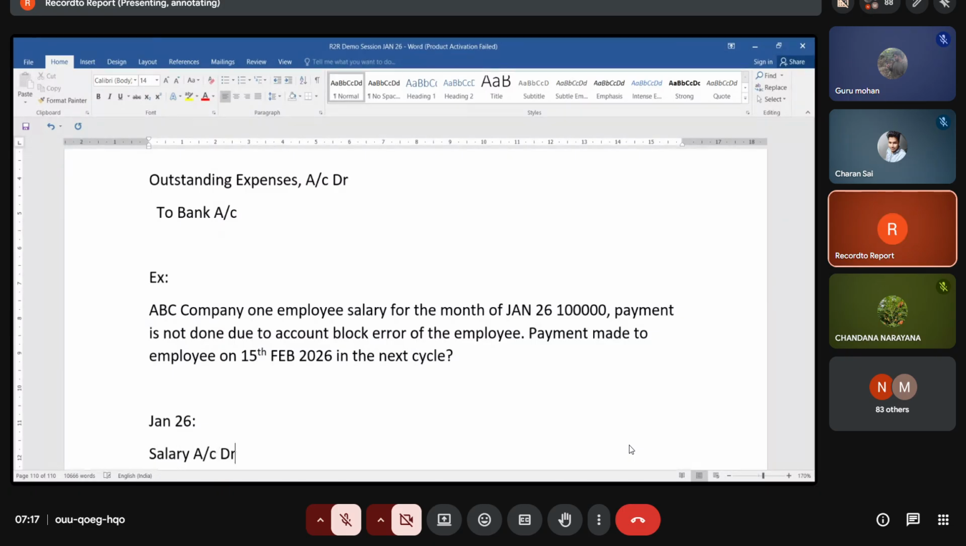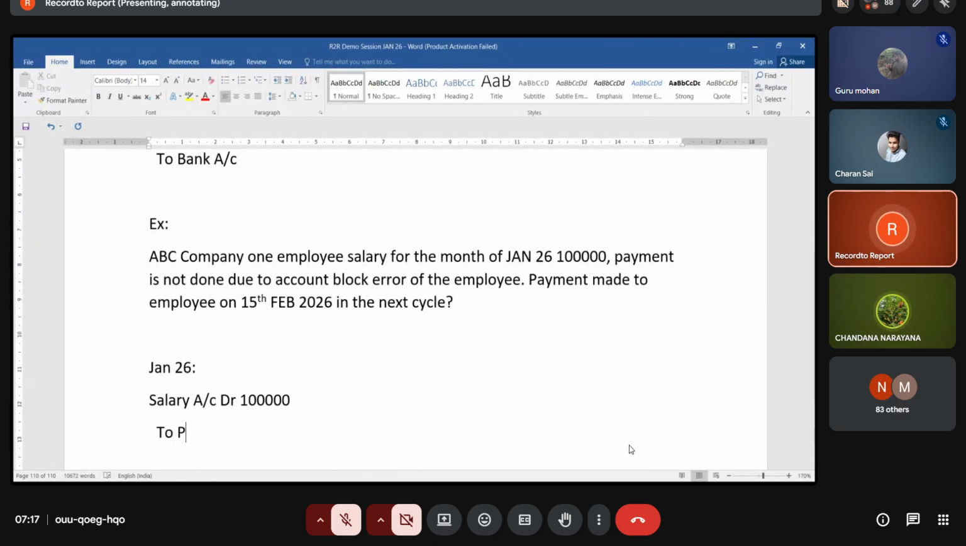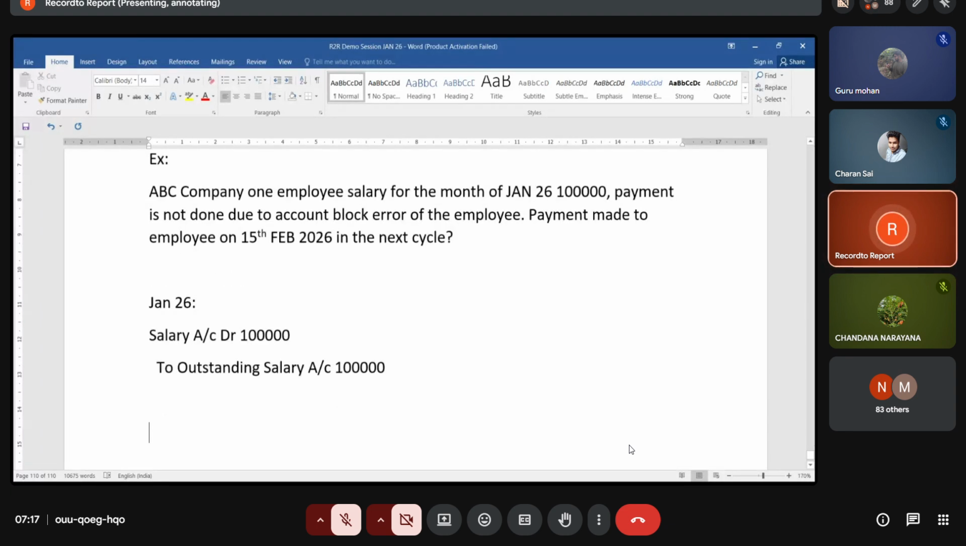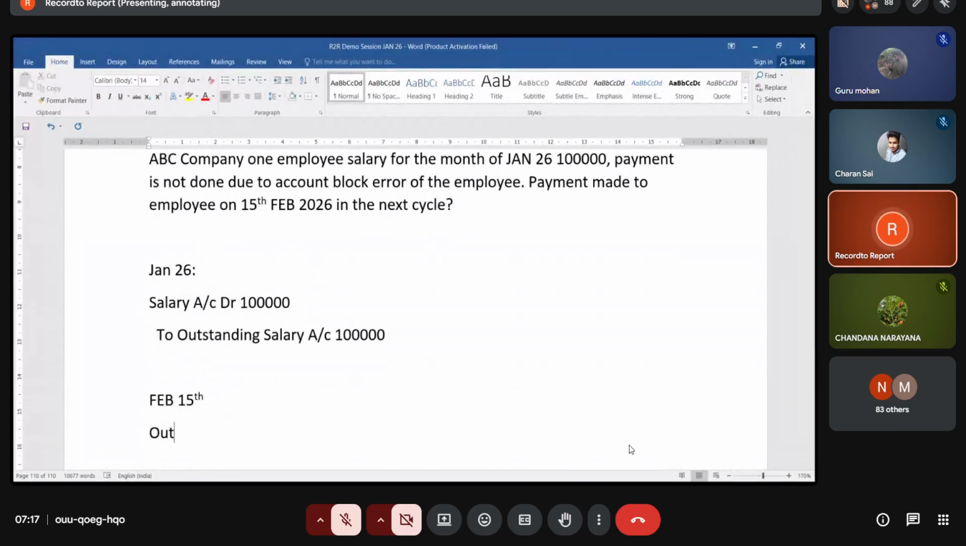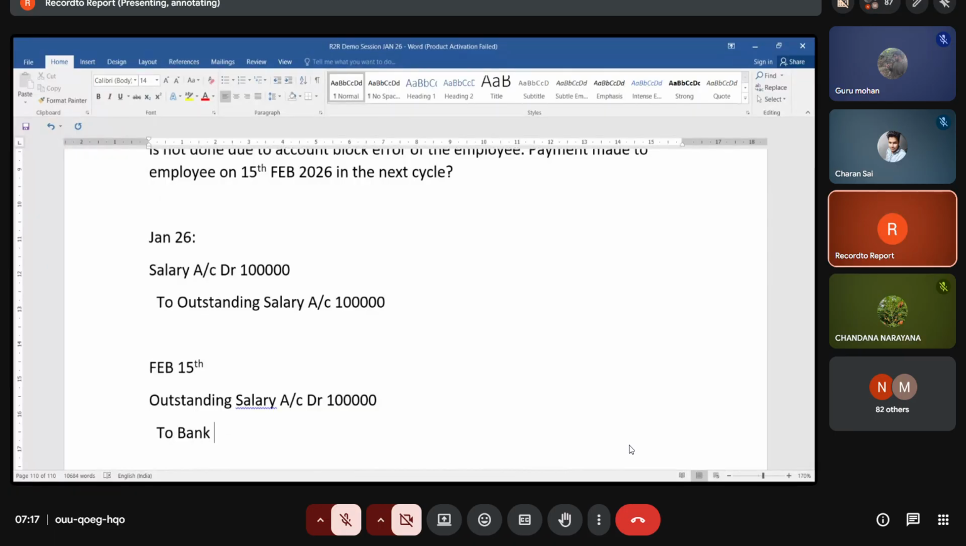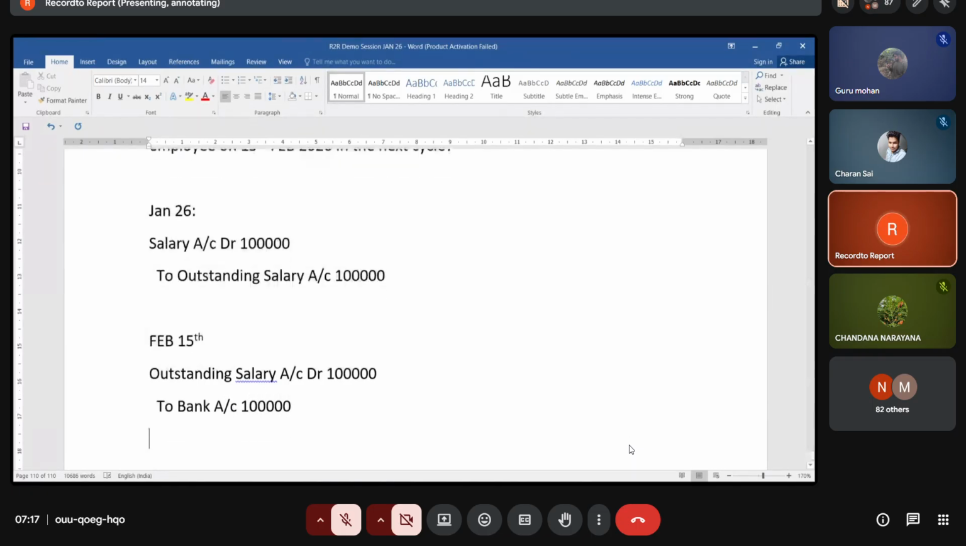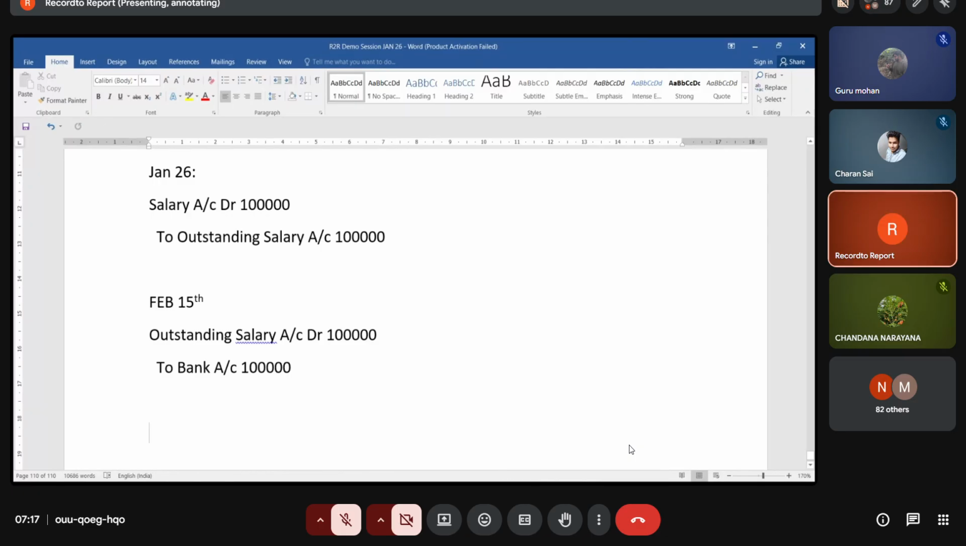Salary account debit, 1 lakh, to outstanding salary account. So in the month of February, on the 15th, outstanding salary account debit to bank account. Outstanding salary account debit to bank.